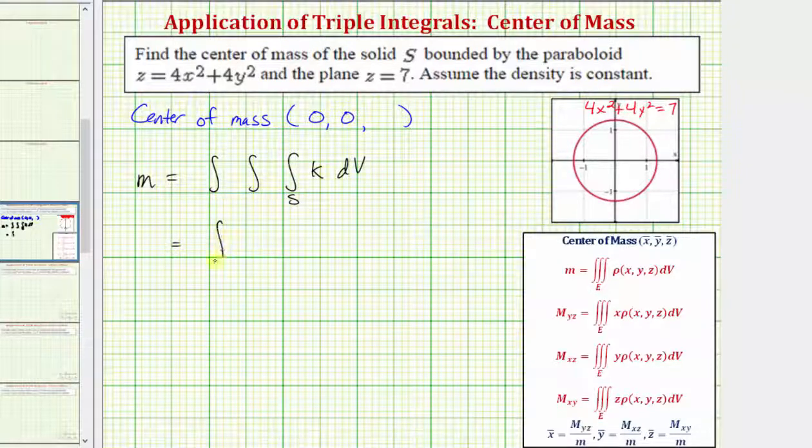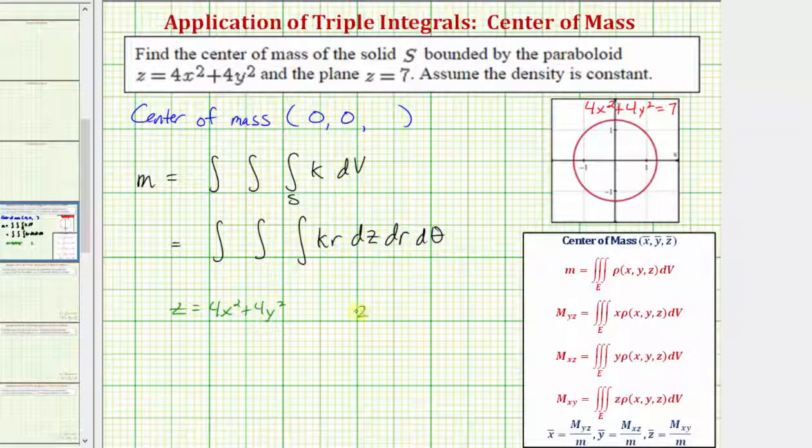When converting from rectangular to cylindrical coordinates, remember differential v would be equal to r dz dr d theta. So the integrated function is kr, and then we have dz dr d theta. And now we need to find the limits of integration for z, r, and theta. Well, we know the solid is bounded below by the paraboloid, given by z equals 4x squared plus 4y squared, and above by z equals 7.